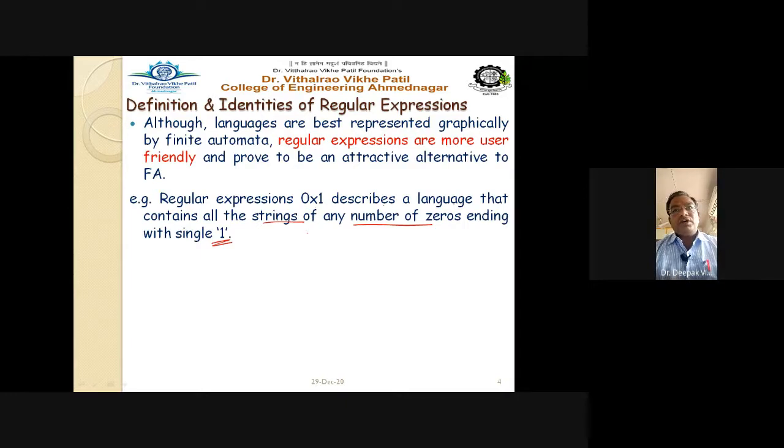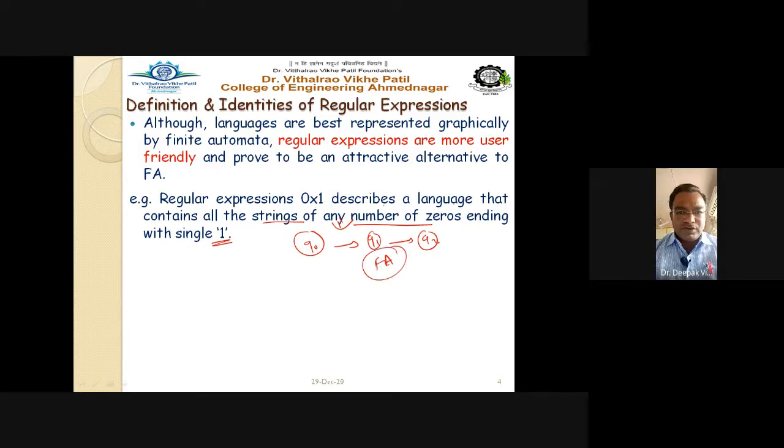Now you can draw an automaton. You can have the states q0, q1, q2. You can draw and represent the same problem with the help of your finite automata. That is nothing but your graphical representation.